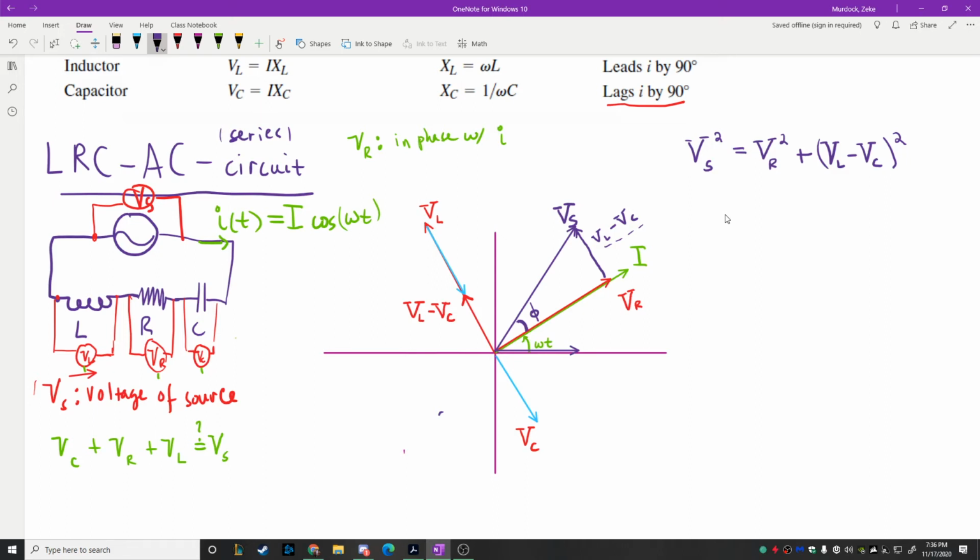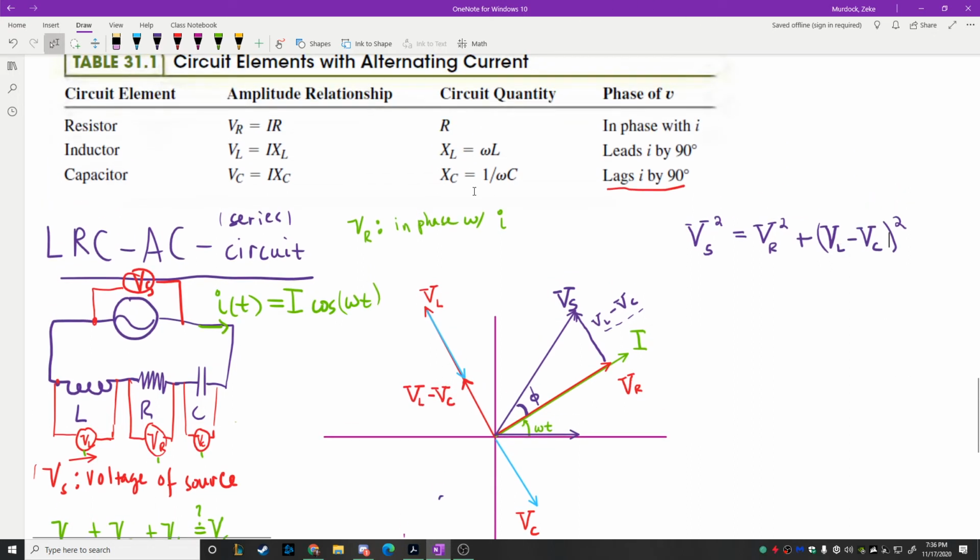Okay, so we get that relationship right there. However, we also know some things. I'm going to scroll up a little bit because we have them all written down in that table. We know that VL is equal to I times XL, and VC is equal to I times XC, and likewise VR is equal to I times R. So let's plug those in. What we'll have is VS equal to the square root of IR squared, so I squared R squared, plus VL, which is I times XL, minus VC, which is I times XC, all squared.